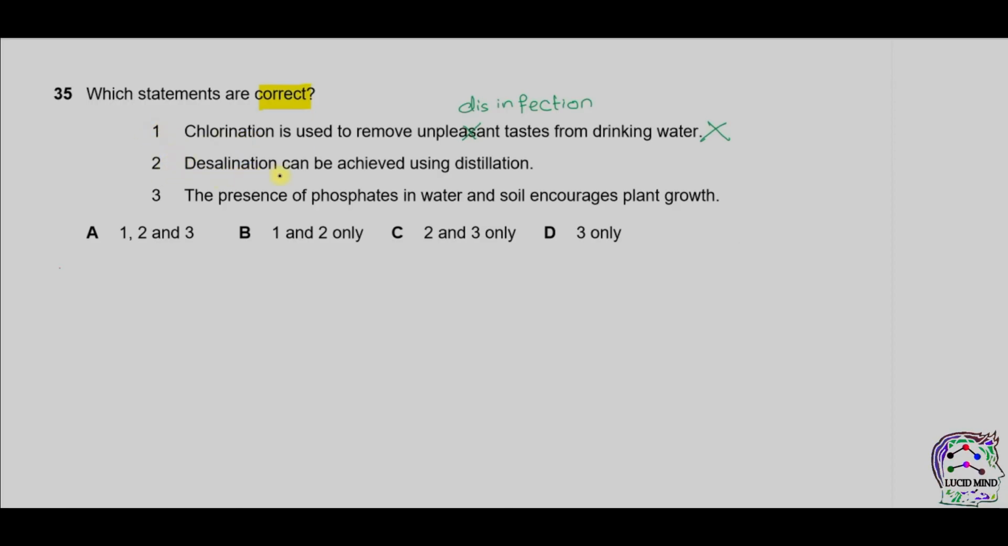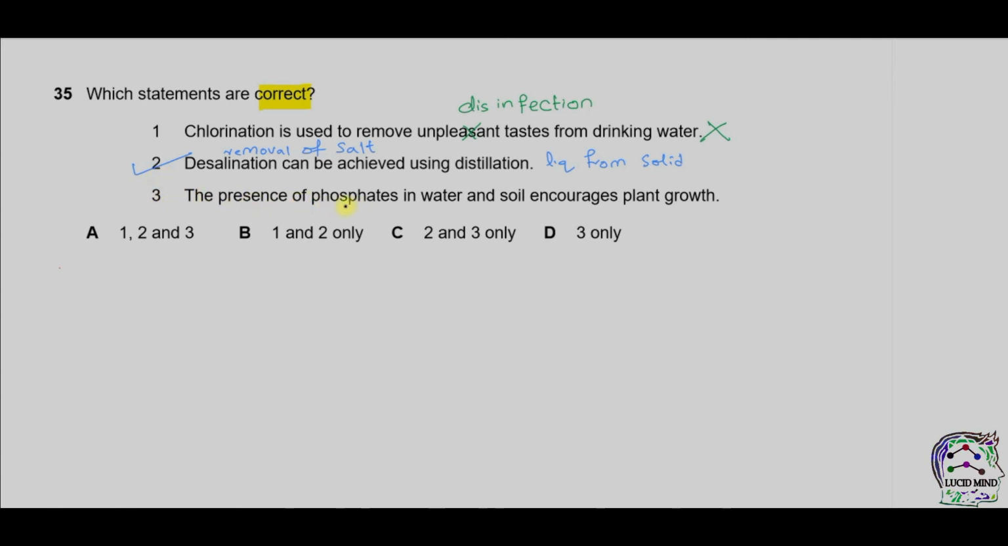Statement 2, desalination can be achieved using distillation. Desalination means the removal of salt. And distillation is the separation of liquid from solid or liquids from liquids. As salt can be removed by distillation. For example, sodium chloride is dissolved in water and distillation will remove water molecules and salt will be left behind. So therefore this statement is true.